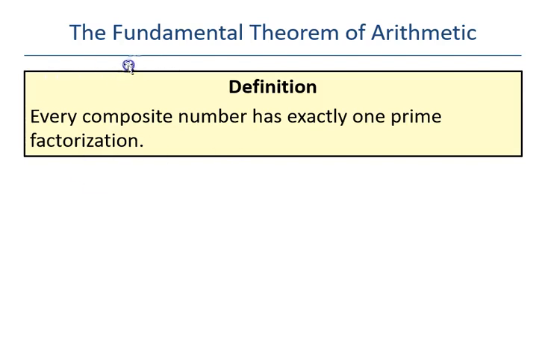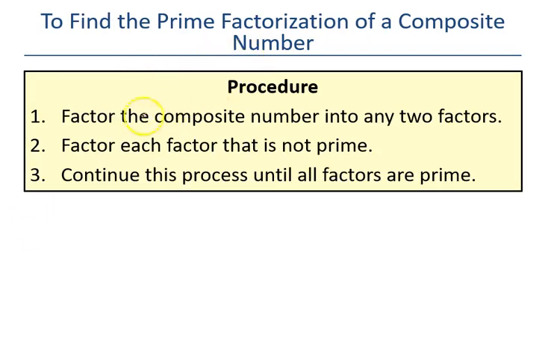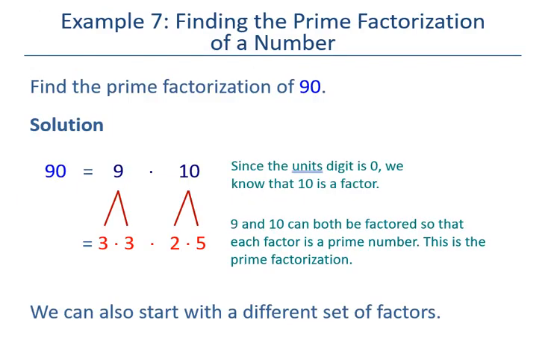Okay, the fundamental theorem of arithmetic: every composite number has exactly one prime factorization. What we're going to do is factor the composite number into two factors, factor each factor that is not prime, and continue this process until all the factors are prime. What does that mean? Well, I have an example here that they already did for us.